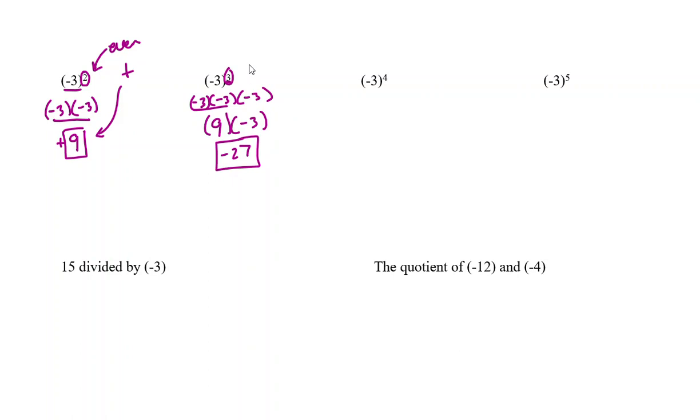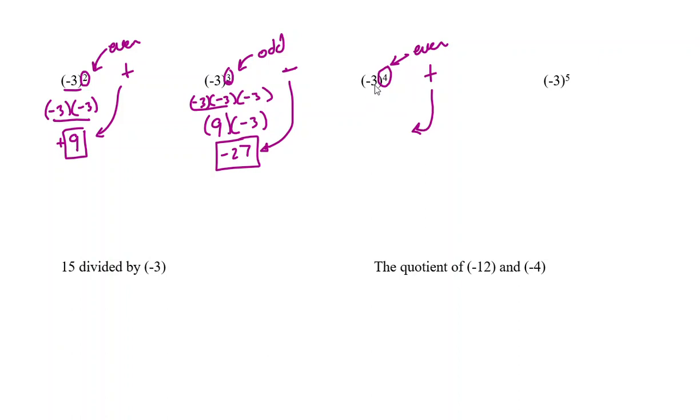So there was an odd exponent. It gave us a negative answer, right? Because there's an odd number of negative numbers being multiplied together. And negative 3 to the 4th power, well, let's apply the rule. This is an even exponent, which means the answer is going to be positive.